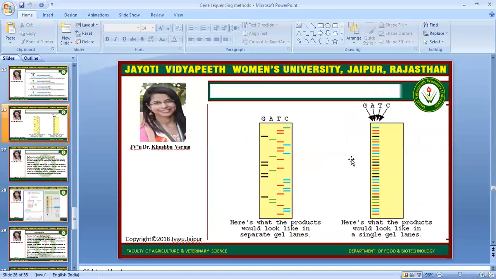Here in the gel picture we can see what the products would look like in separate gel lanes. For G, it will look like this, and likewise for A, T or C. If we put all the samples in one well, here is what the products would look like in a single gel lane. It will look like that.